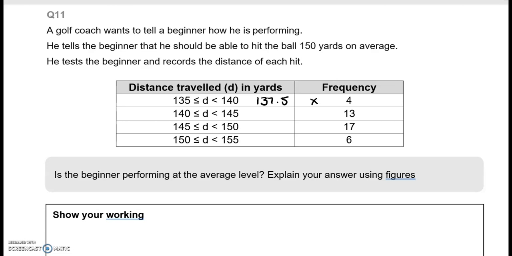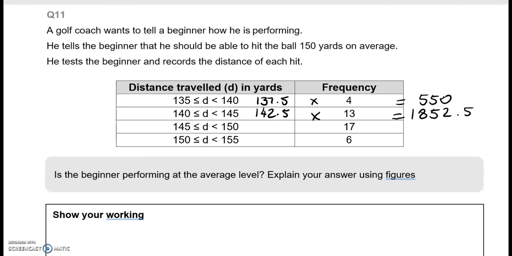We'll multiply that by 4, and that is going to give us 550. We'll repeat the process now with the rest of the values. So we've got here 142.5 times 13 equals 1,852.5.